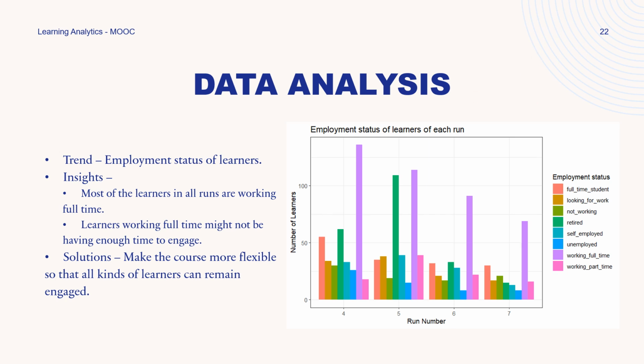So the next analysis I have carried out is based on the employment status of the learners, which I think might have an impact on why learners don't get enough time to access the course. So as we can see, most of the learners in each run are working full time. So the learners working full time might not get enough time to engage in the course. So that might have an impact on the engagement. Hence, the solution provided by me would be to make the course more flexible so that all kinds of learners can remain engaged.